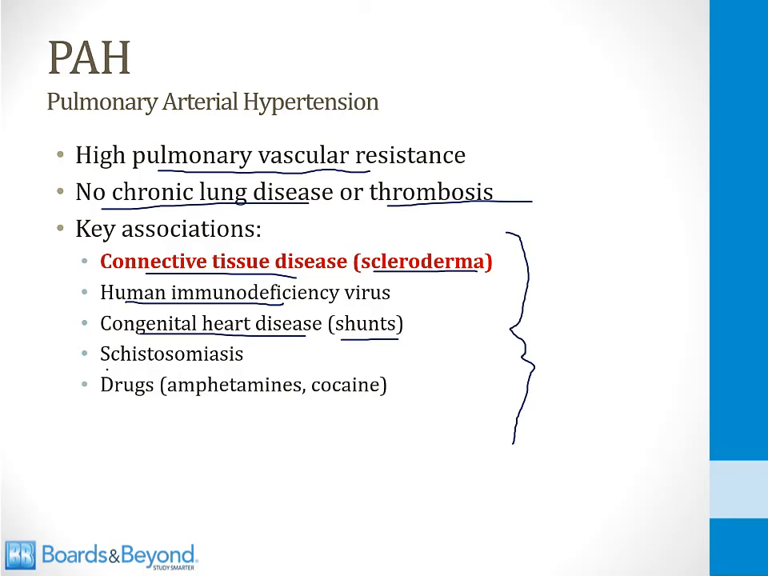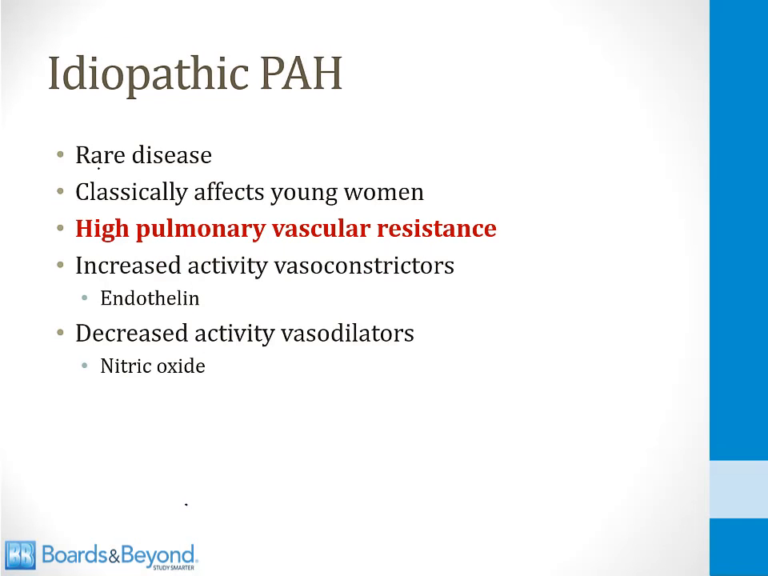Infection with the helminth schistosomiasis is associated with pulmonary arterial hypertension. And then PAH has also been described in patients who chronically use drugs like amphetamines and cocaine, which are vasoconstrictors. Idiopathic pulmonary arterial hypertension is a rare disease that classically affects young women. It's caused by high PVR, but it occurs in women who do not have any of those conditions I showed on the last slide. That's why it's called idiopathic.